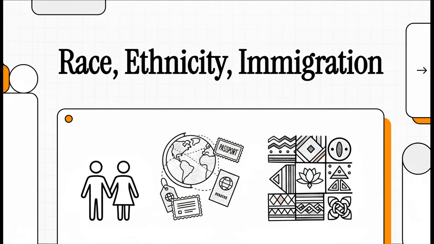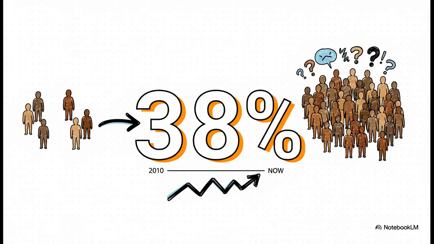All right, let's get right into it. Today we're going to break down some really complex and, let's be honest, often misunderstood ideas: race, ethnicity, and immigration, all through a sociological lens. So, why are we talking about this right now?